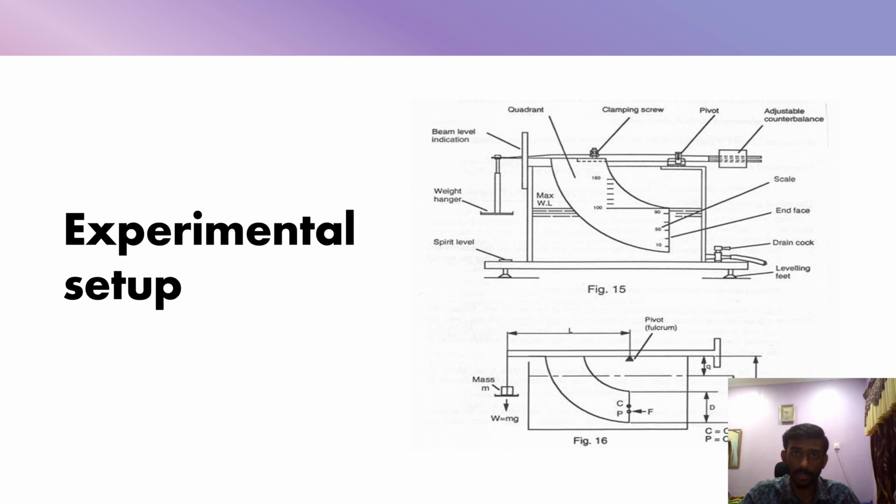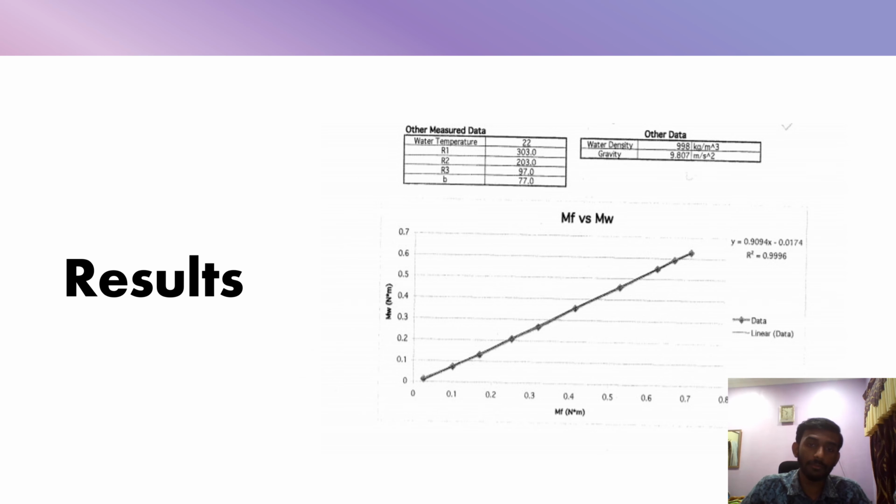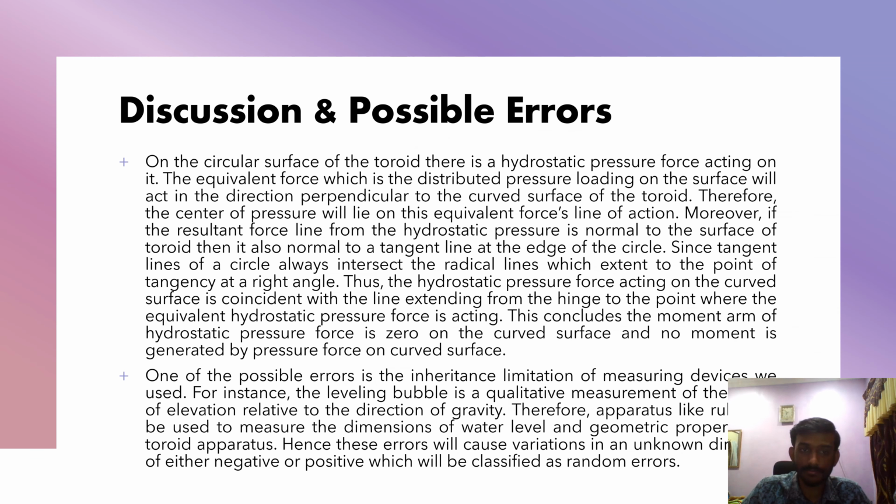Next, we will look at the experimental setup. There are two diagrams, the top and the bottom. The top is the labeled diagram and the bottom is the sketch diagram. These are the results taken from the measured data and the calculated data from the experiment, and they are recorded inside. From the data obtained, we have to plot a graph which is MF versus MW, and from the graph we can see that the two variables increase linearly. Next we will move on to the discussion and the possible errors.